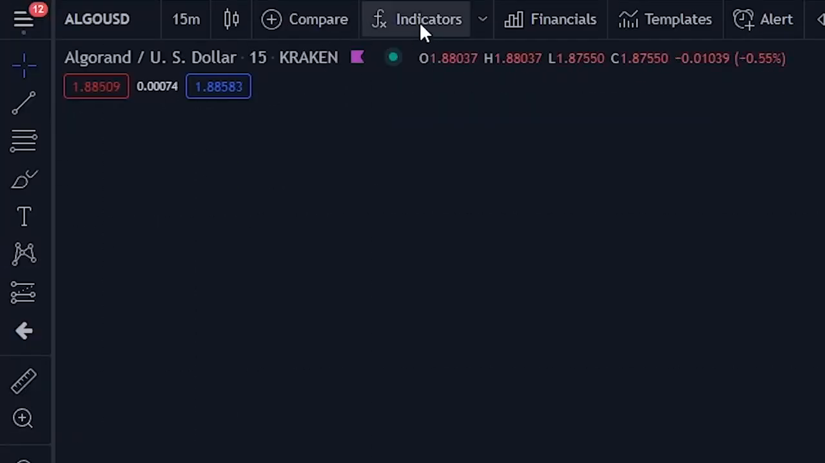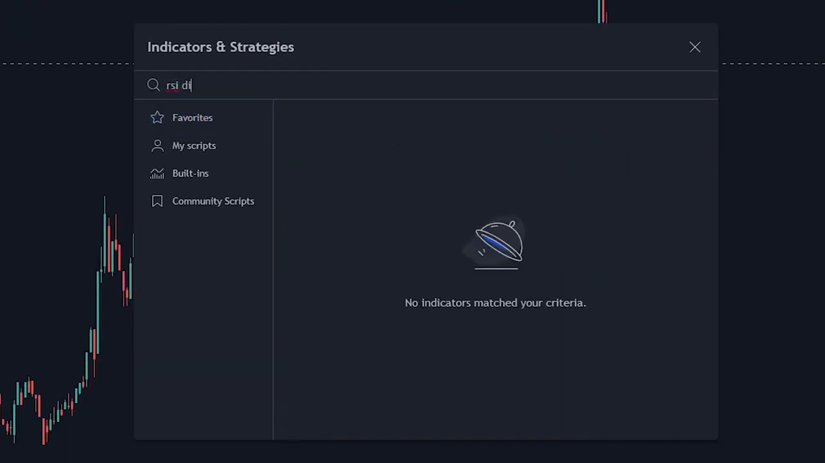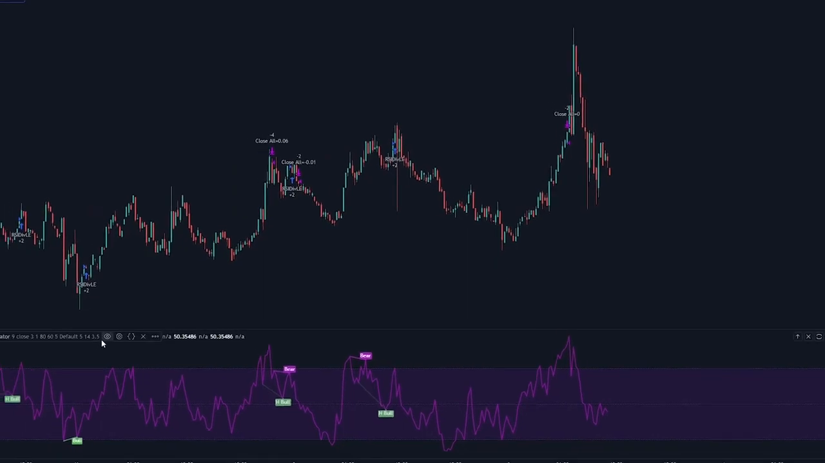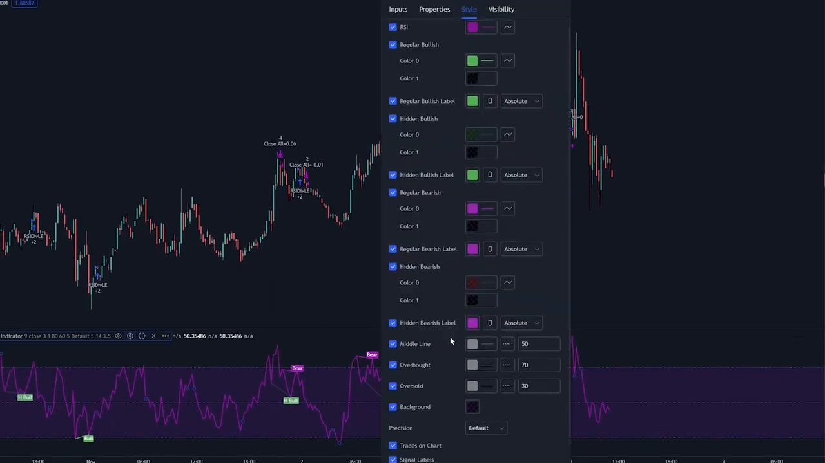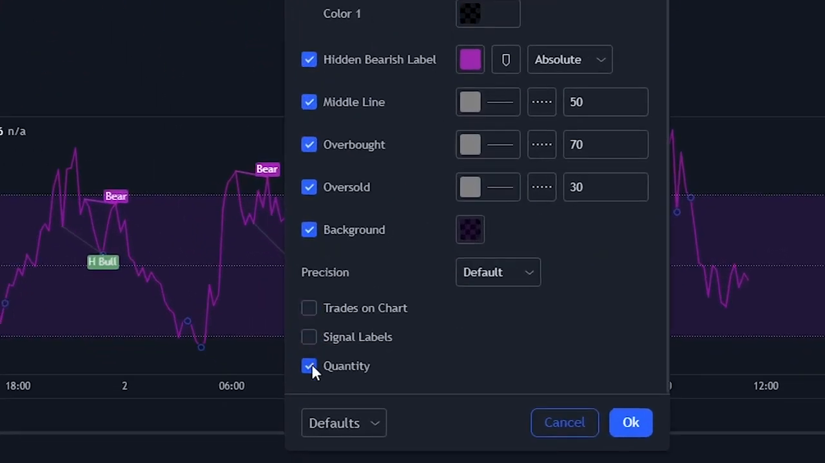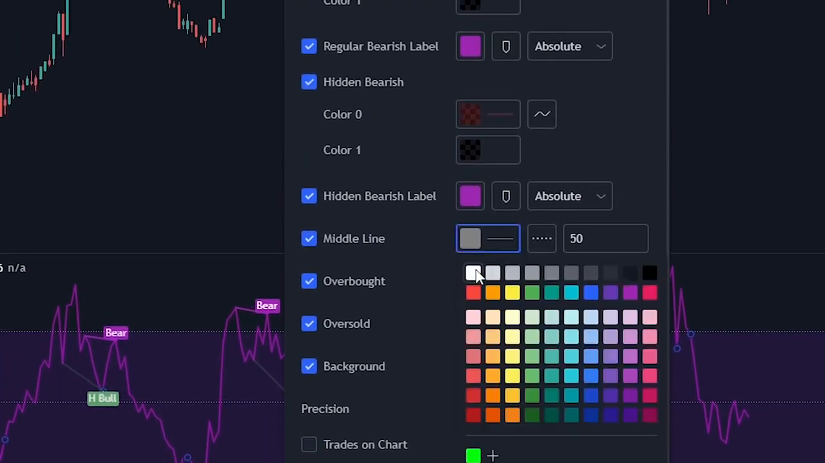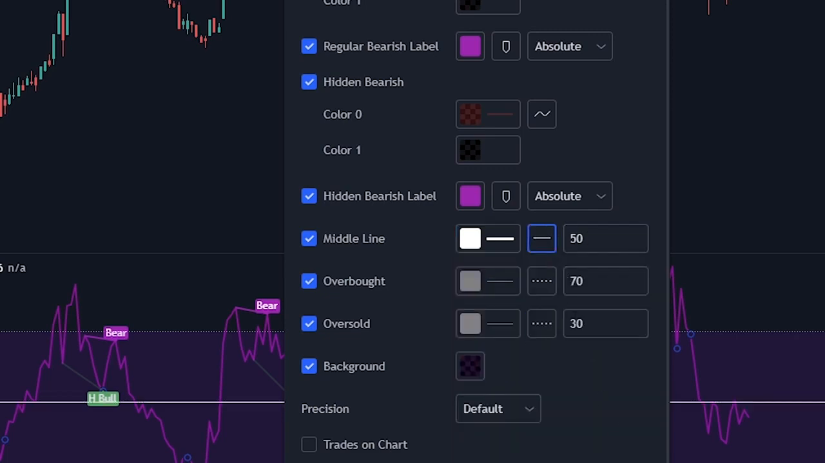Go to the indicators tab and type in RSI divergence. Make sure to pick this one right here. Next, we're going to change the settings a bit. Go to the settings, then uncheck these bottom 3 checkboxes, so this will clean our chart up a bit. Then go to the middle line tab and change the color to white and make it a solid line. This is just so it's easier to see.